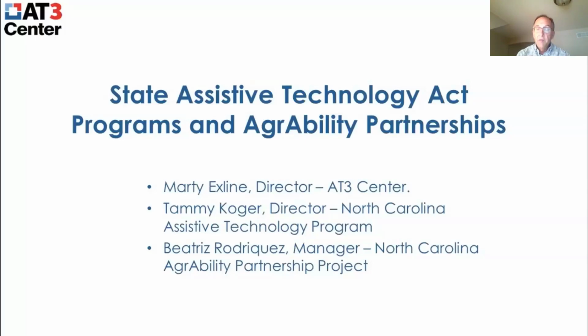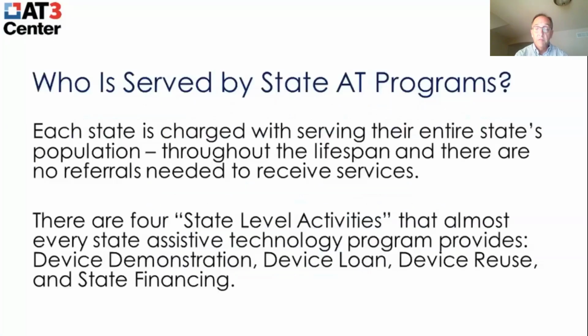Each state has a state assistive technology program. Every state and territory has one through the Assistive Technology Act. There are 56 altogether, and each one is charged with serving their entire state's population. Geographically, type of disability, any age group, so whether it's infants, toddlers, children in school, adults, or senior citizens, persons who are aging, they all are eligible to receive assistive technology services because of a disability.